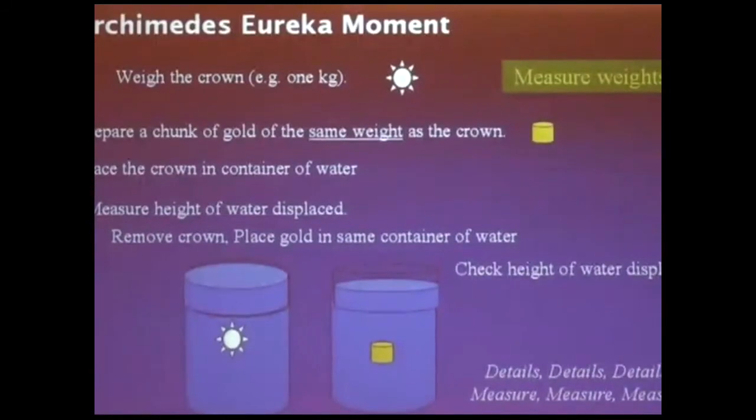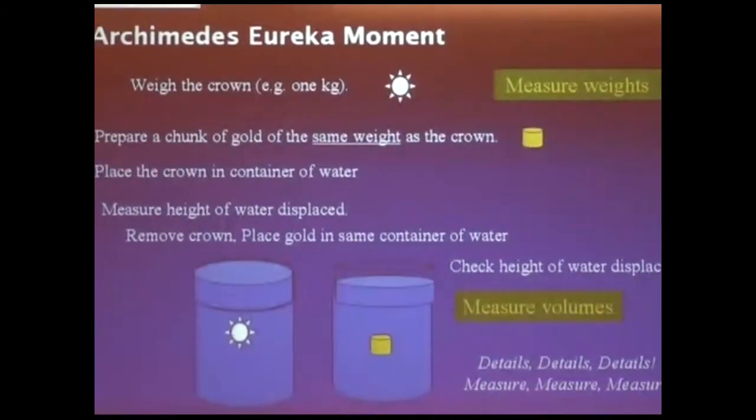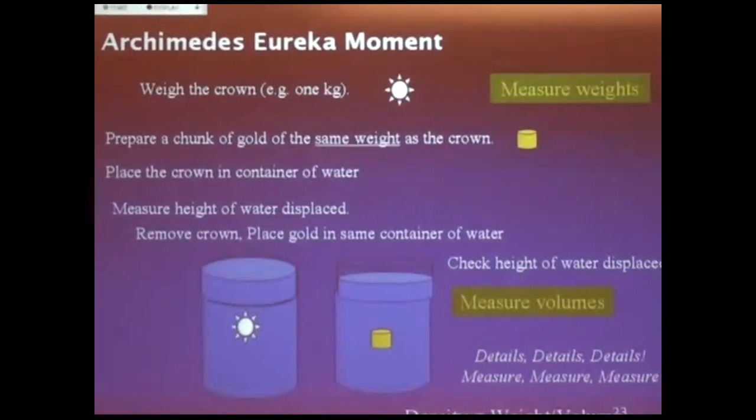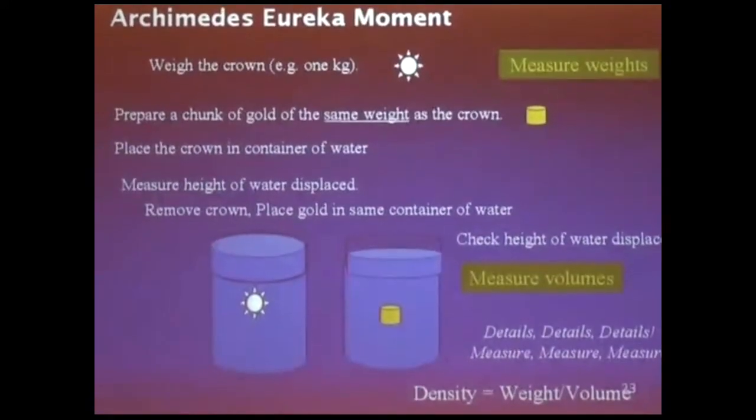And there again, I want to show you that Archimedes came from the same culture. The details were: measure the weights, measure the volumes, check the heights of water displaced, and from that figure out that the density of an object is the weight over the volume.